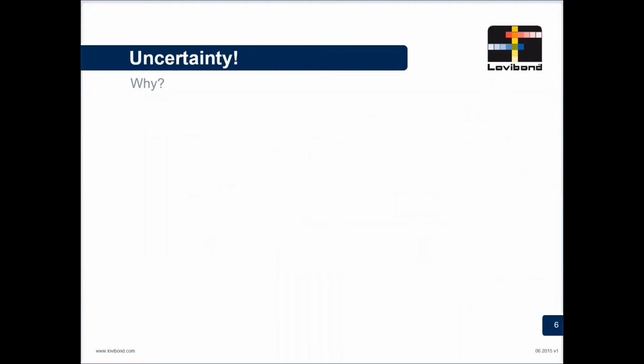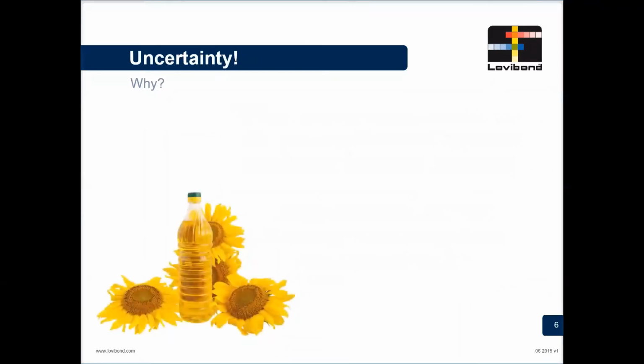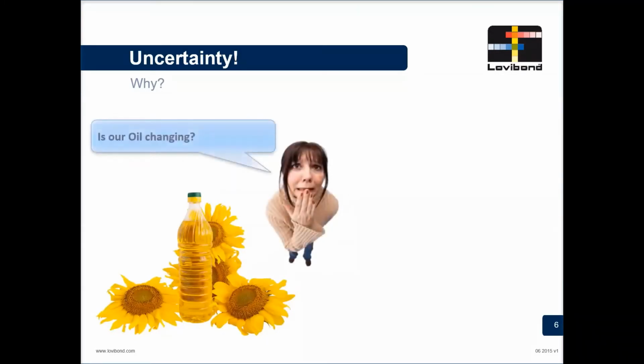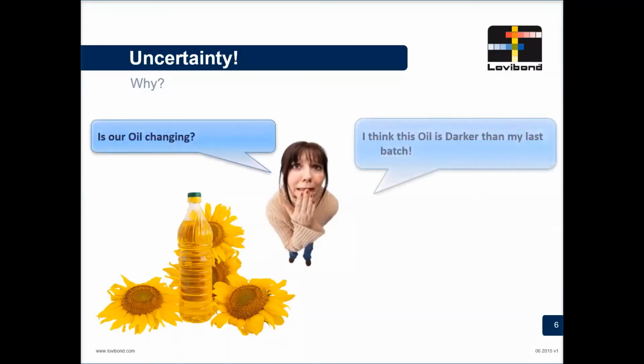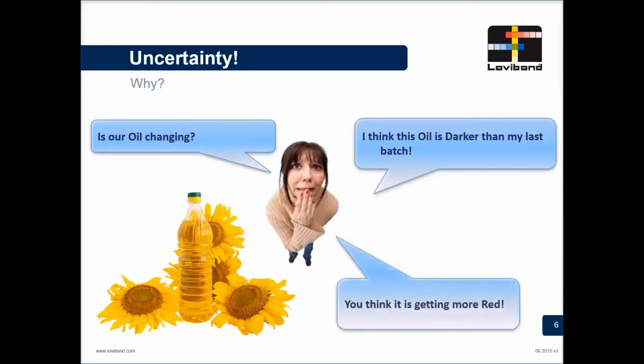So, if we consider our vegetable oil, what do I know about it? Is it changing? Is this batch darker than the previous batch? Is it getting more red? What do I know? I'm not really certain what's going on.